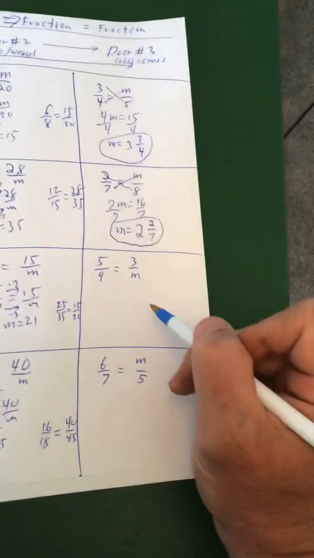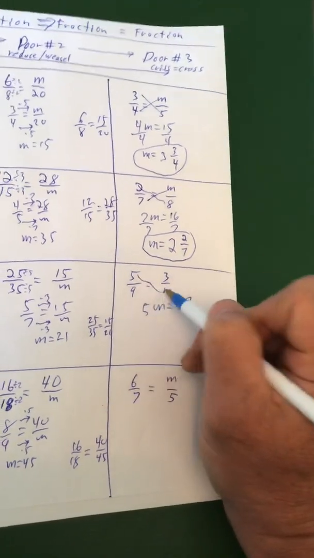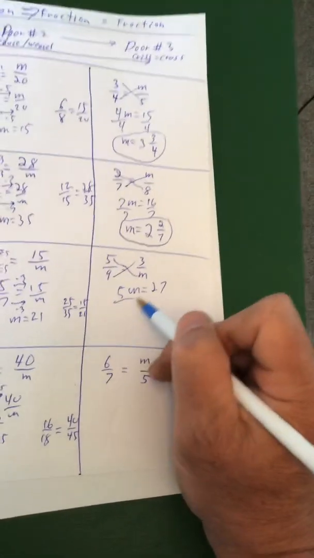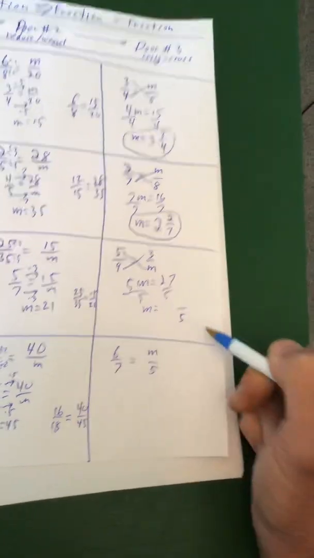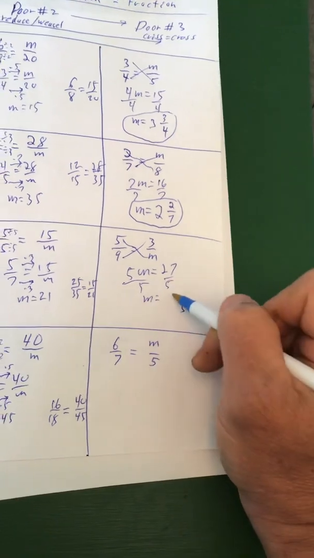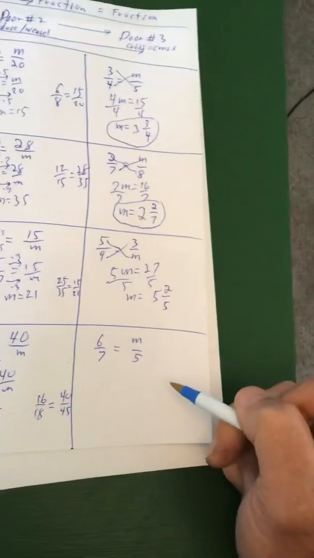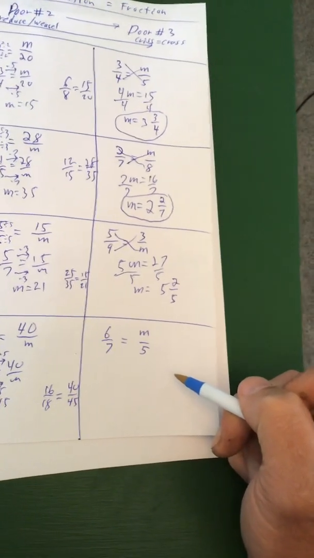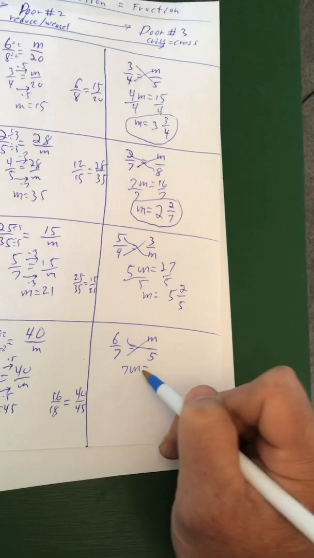Okay, the last two, I'm going to do crisscross. 5m equals 27, criss equals cross. So I'm going to divide both sides by 5. The 5 stays 5. This is more than 5. If that was 25, it would be 5. This is 5 and 25 plus 2 is 27. There's my answer. And crisscross, 7m equals 30.